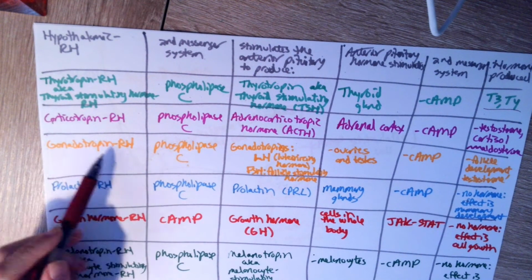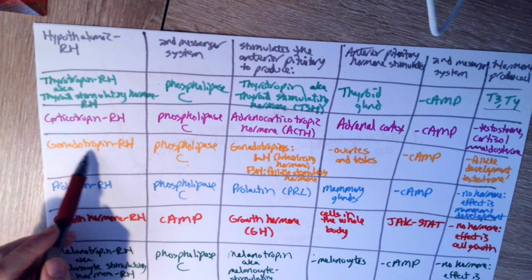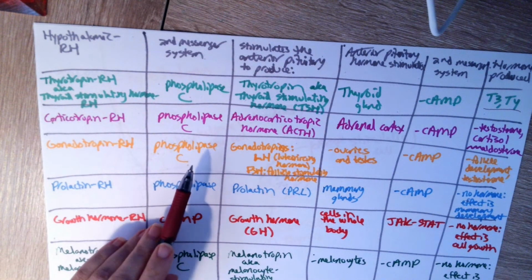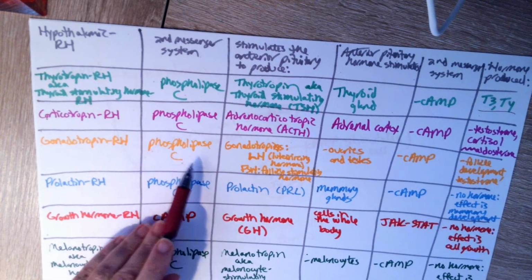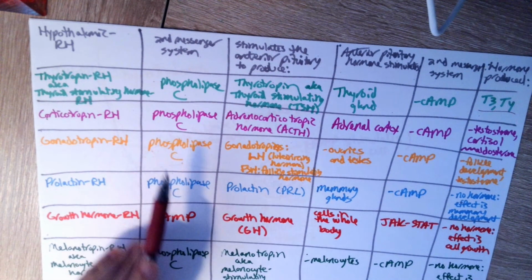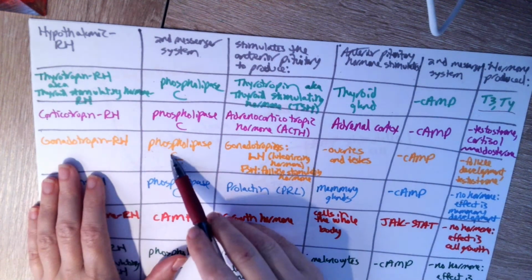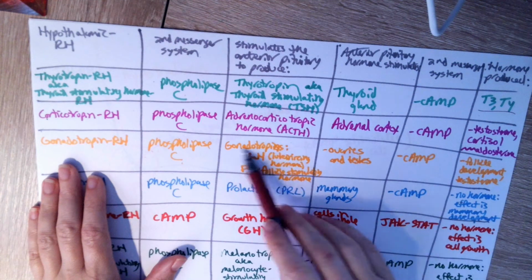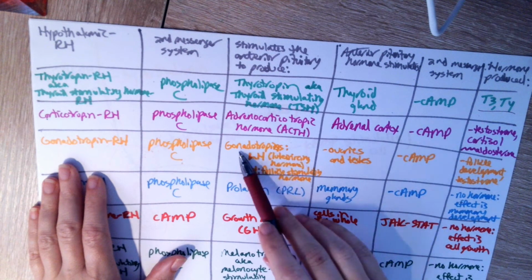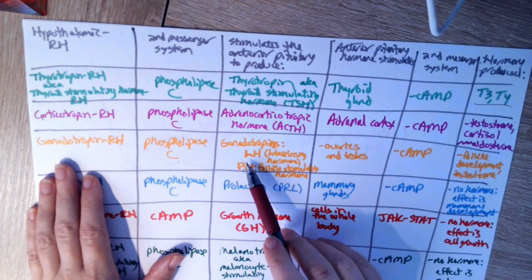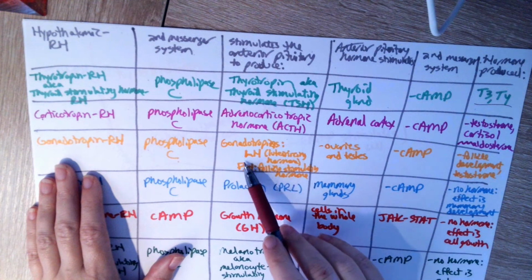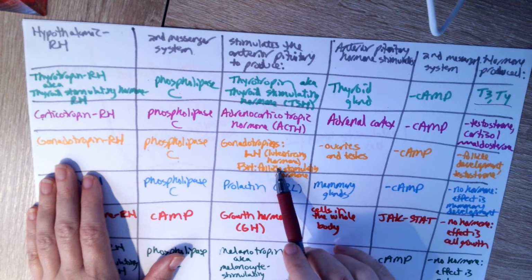Gonadotropin releasing hormone. Gonadotropin refers to the gonad, which is going to be the eventual target. So gonadotropin releasing hormone comes out of the hypothalamus, goes down through the hypophyseal portal system, hits the anterior pituitary, uses phospholipase C as a second messenger, and causes that cell in the anterior pituitary to make the gonadotropins.